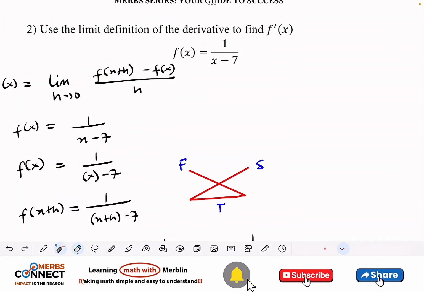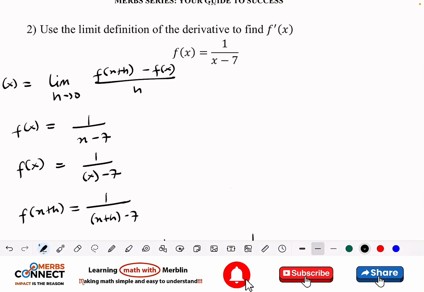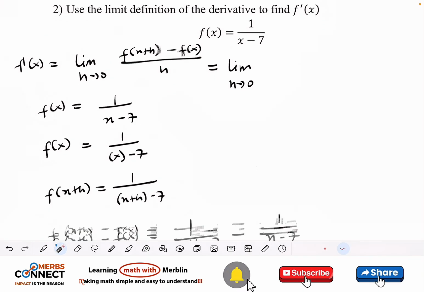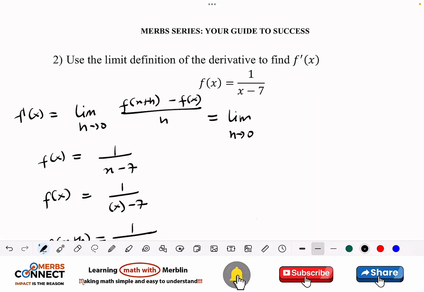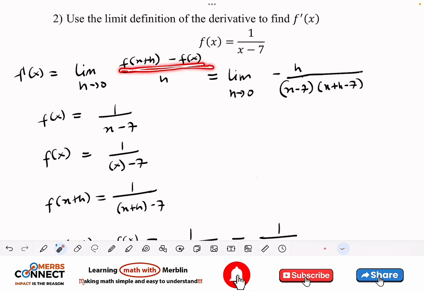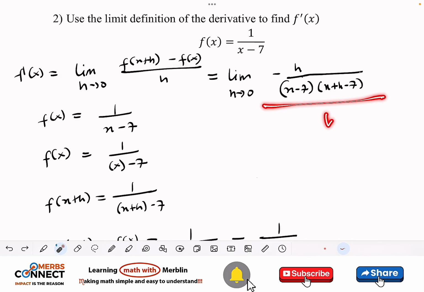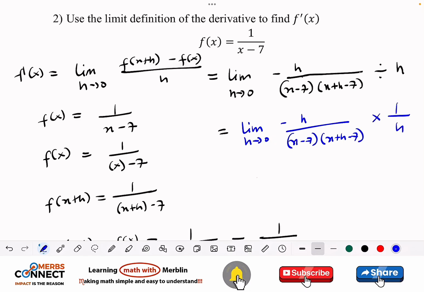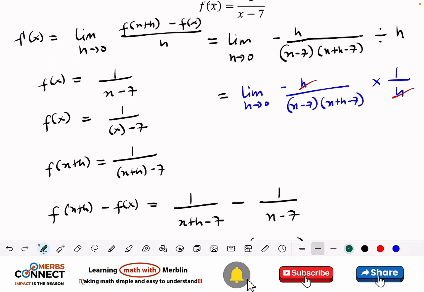Now we can come back to the formula that we have here. So our limit, as h is approaching 0, the top here is what we had: minus h divided by x minus 7 times x plus h minus 7. The whole of this is just the top, so we are going to divide this one by h. Instead of doing divided by h, I'm going to multiply by 1 over h. Good. So now this can be written as limit h approaching 0 of minus h divided by x minus 7, x plus h minus 7, and then this one changes to 1 over h, and this one will cancel that. So you know where we were heading towards.